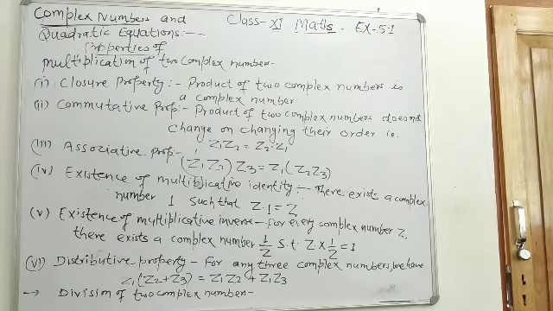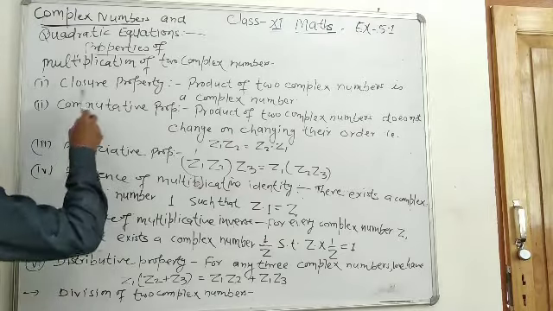Students, now we are going to study some properties of multiplication of complex numbers. In the quadratic equations and complex numbers chapter, here are some properties of multiplication of complex numbers. Number one is the closure property.